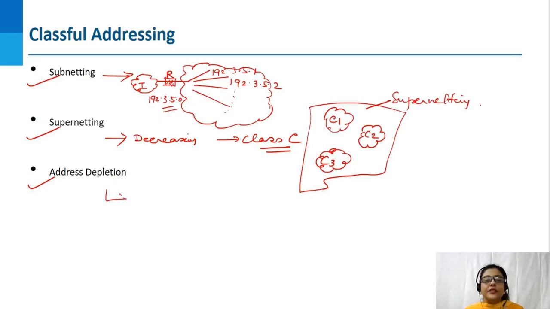Now, as we have seen, the address space is decreasing and there is a serious drawback of classful addressing. Due to this depletion of address space, we now move over to IPv6 addressing, which is 128 bits. We will see more about IPv6 addressing in later videos.